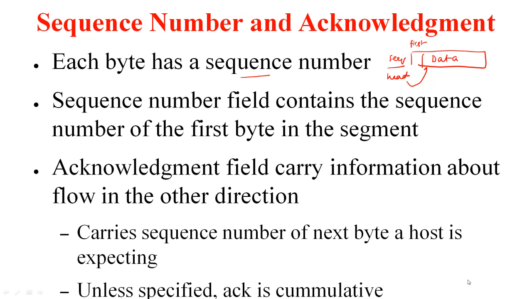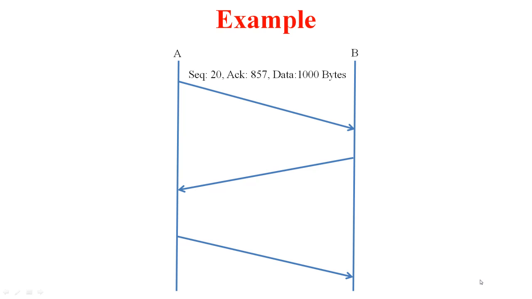And if you have a segment that is carrying some data as part of it, the sequence number field that is as part of the header is going to contain the sequence number of the first byte as part of the data. And similarly, the acknowledgement field that you are going to carry as part of the segment is going to acknowledge data of the flow from the other direction. And another twist with respect to TCP is that this acknowledgement field is going to carry the sequence number of the next byte this particular host is expecting. I think an example will make things clear, but before I get there, unless otherwise specified, the TCP ACK is considered to be cumulative.